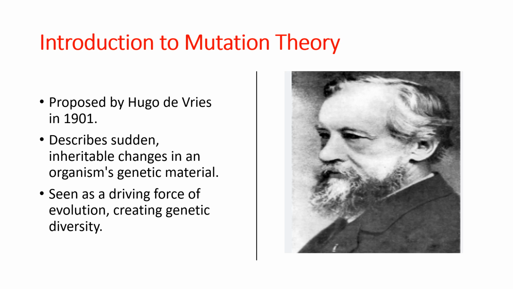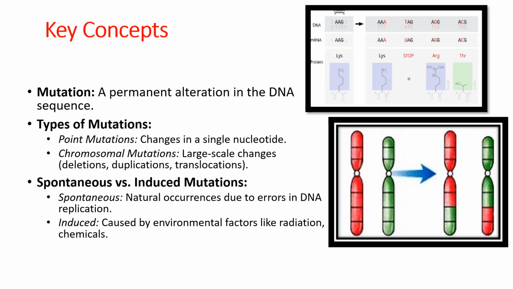According to de Vries, mutations are a key driver of evolution because they introduce diversity within a population. Now, if we break down the concept of mutation theory, first, a mutation is a permanent alteration in the DNA sequence of an organism. In simplified words, mutation is a sudden change of the gene or the genetic material.